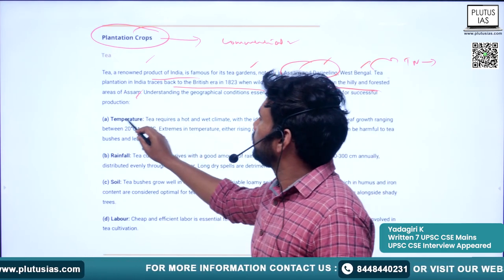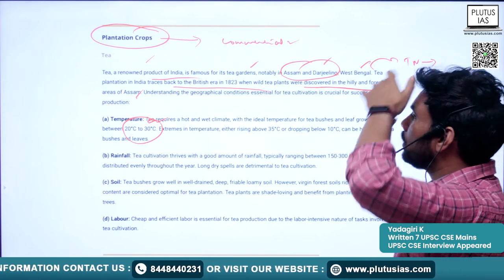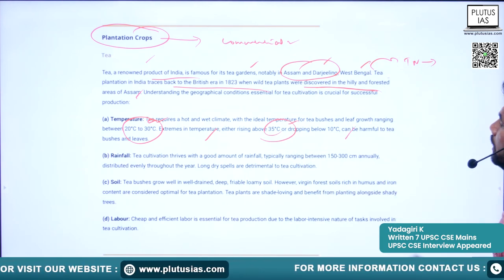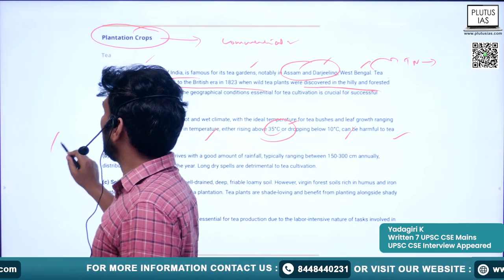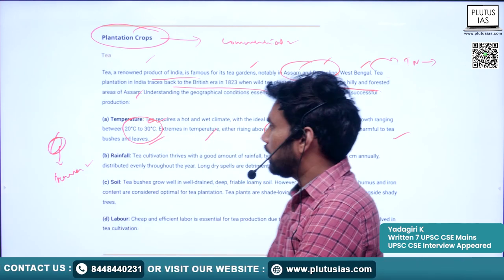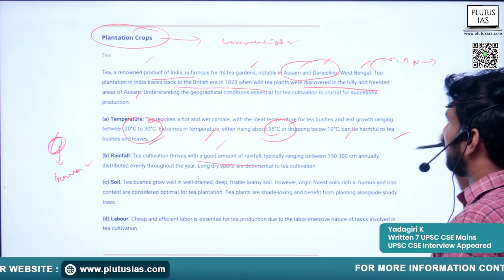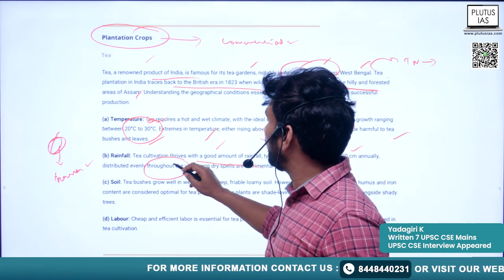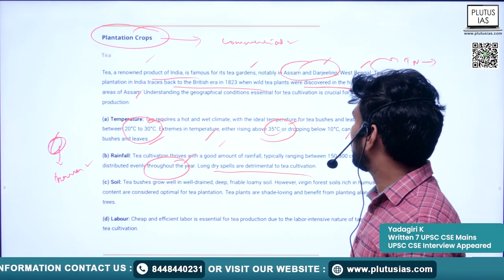Right. Temperature: the ideal temperature is between 20 to 30 degrees centigrade. Extremes in temperature, either rising above 35 degrees centigrade or dropping below 10 degrees centigrade, can be harmful for tea bushes and leaves. As you all know, tea is harvested from the leaves of the tea plant. Rainfall: tea cultivation thrives in a good amount of rainfall, typically ranging between 150 to 300 centimeters annually, distributed evenly throughout the year. Long dry spells are detrimental to tea cultivation.